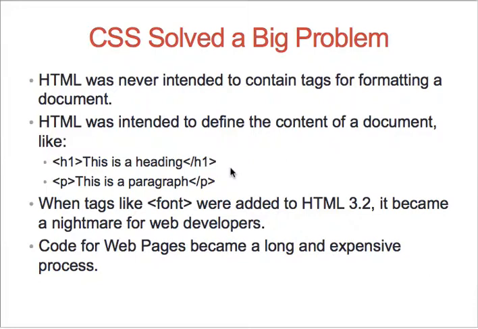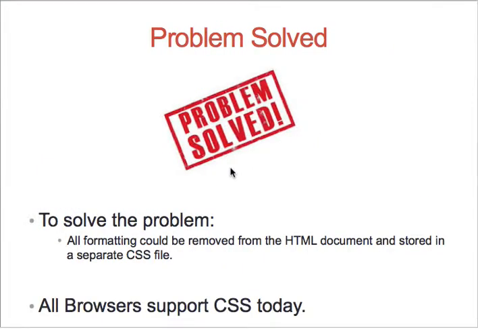CSS solved a big problem, and that problem was that HTML was never intended to contain tags for formatting a document. HTML was intended to define the content of a document, like the header tags or the paragraph tags. When tags like font were added to HTML 3.2, it became a nightmare for web developers. Coding web pages became a long and expensive process. The problem was solved by removing all the formatting from the HTML document and storing it in a separate CSS file. All browsers today support CSS.